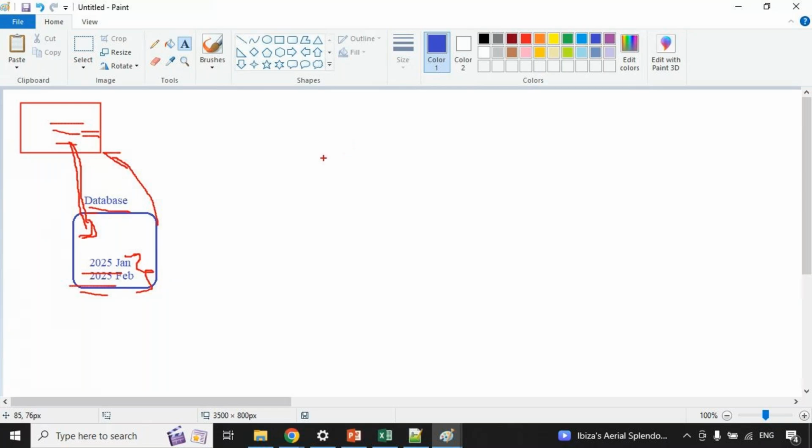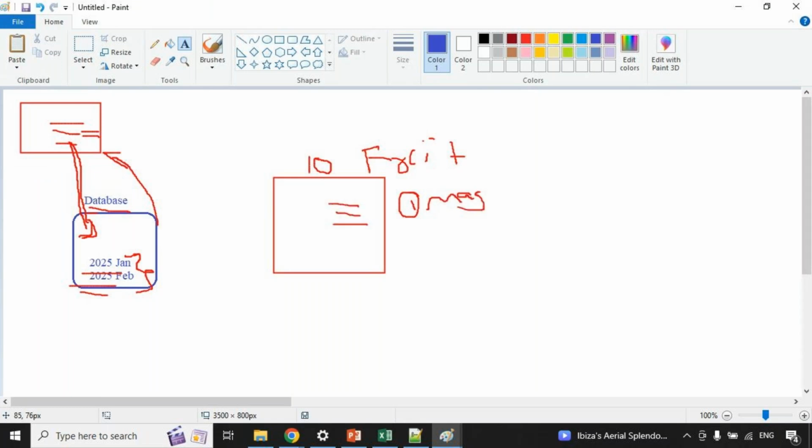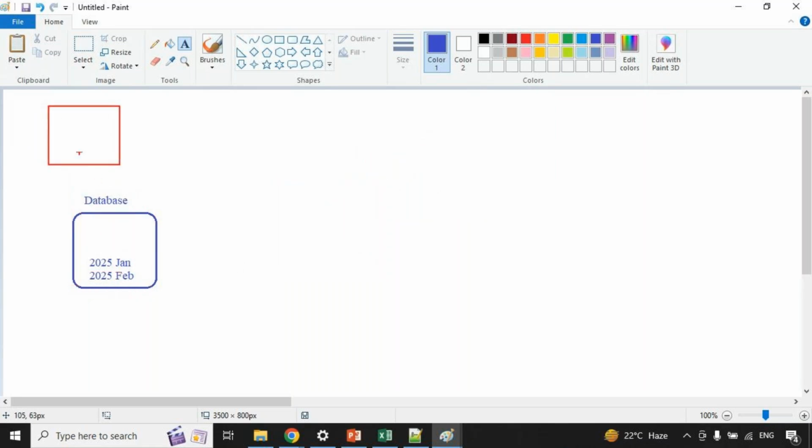Suppose I have a basket of 10 fruits, and I want to find one mango. I have only one mango, so I can easily fetch it. That's why a database contains a small amount of data, so operations are easy. Then somewhere I have to maintain my history, right? Since the database holds a small amount of data, there is a data warehouse.